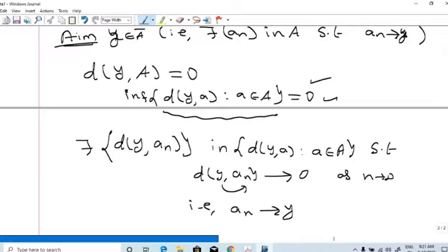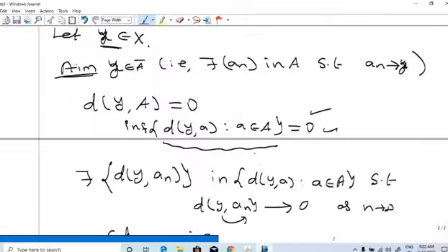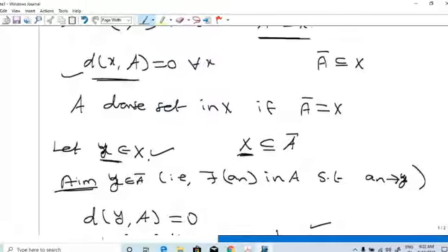So therefore, we have found a sequence in A, because an is a sequence in A, so all the an belong to A. Therefore, we have a sequence in A that converges to y. But we take y as an arbitrary element in X. Therefore, X is a subset of A closure because every point of X is a limit point of A. We already know the one containment, that A closure is a subset of X. Now combine these two, we get X equal to A closure.